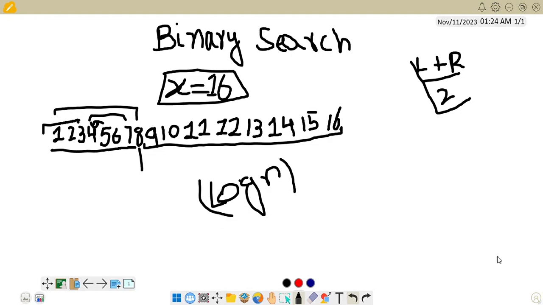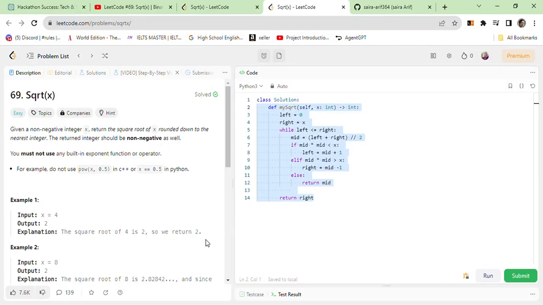Let's see how the sqrt code works. First we find the median value. So what do we do? First I set the left pointer to 0 and the right to x. So 0 plus x divided by 2. In this way we find our median value.